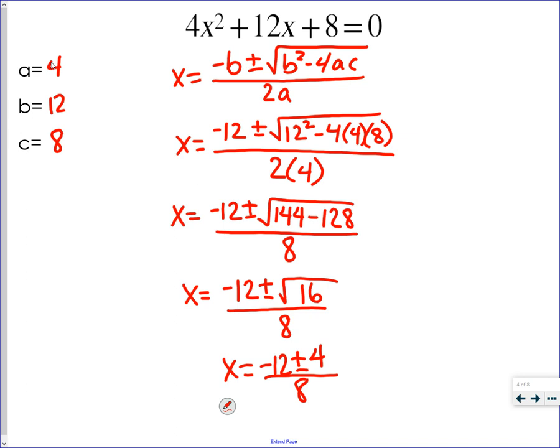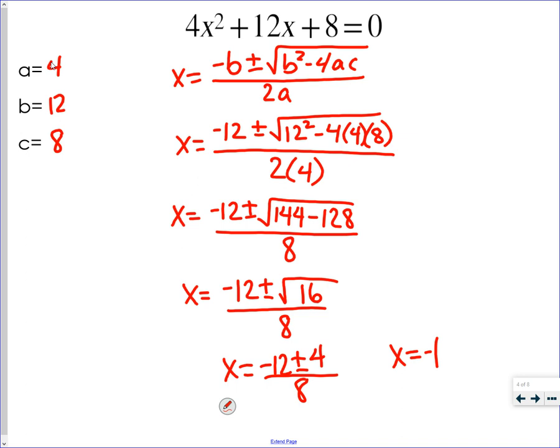But I'm going to do this kind of more in my head on this part. Negative 12 plus 4 would be negative 8. Then negative 8 divided by 8 would be negative 1. When I do negative 12, I'm sorry, minus 4, that's negative 16.